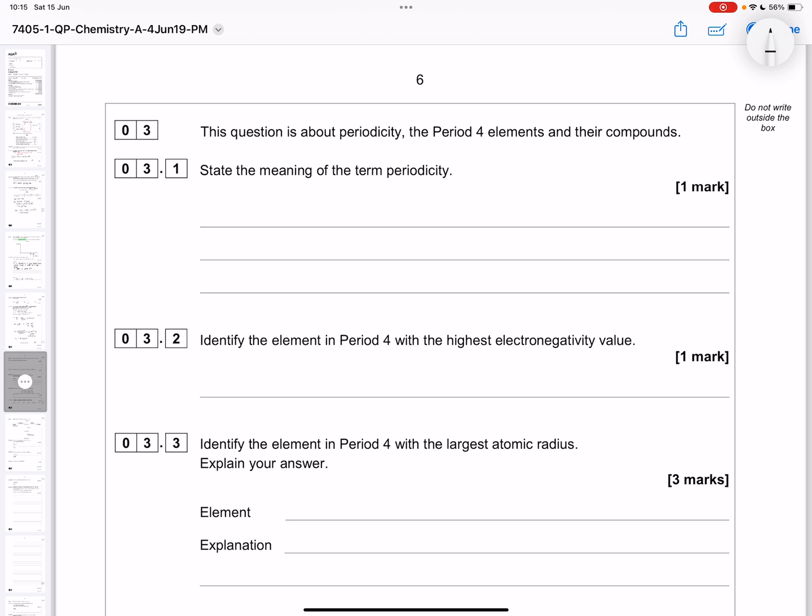Well, periodicity is about the repeating patterns in properties that we see across the periodic table. So they're wanting you to make sure that you put that word repeating, pattern or trend, and it can be in any kind of chemical or physical property.